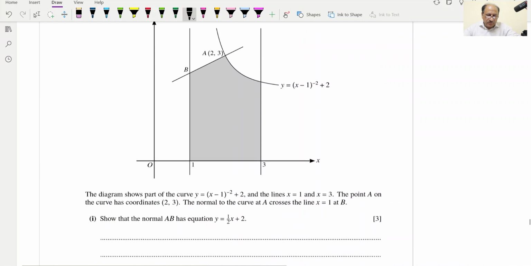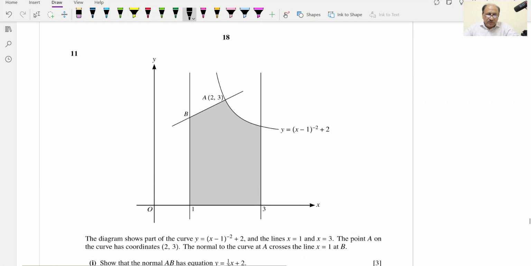This is done. Now question number 11, which is a very interesting question. It says the diagram shows part of the curve and the lines x is equal to 1 and x is equal to 3. The point A on the curve has coordinates (2, 3). The normal to the curve at A crosses the line x is equal to 2 at B. So this is the normal.